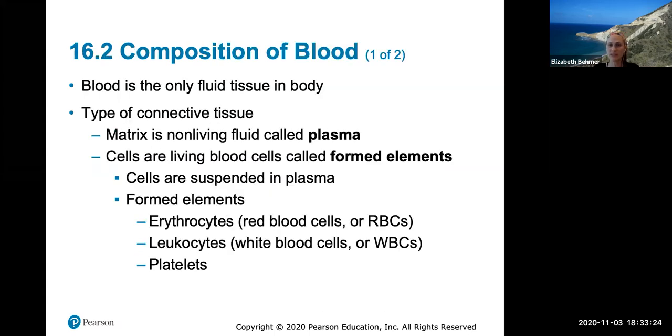Blood is your only fluid tissue in the body, so we call it a type of connective tissue. The matrix is the non-living fluid, and we call that your plasma. Plasma is mostly made up of water and ions, and then the cells are the living blood cells, and we call all of the cells in blood the formed elements. Your cells will be suspended in the plasma, and these are your formed elements. Your erythrocytes are your red blood cells. The leukocytes are your white blood cells, and the platelets make up that third part of those formed elements.